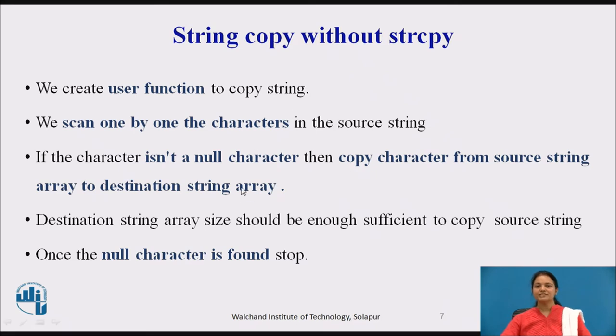So up to this we have seen that we were using the library function, which is already built into C. Now here we can see how a user can write his own string copy function. So first let's see the logic. We create a user function to copy a string. For that we scan the characters in the source string one by one. If the character isn't null, then we copy the character from the source string array to the destination string array. The destination string array size should be enough so that it can copy the source string. Then once the null character is found, we stop copying character by character from source to destination.